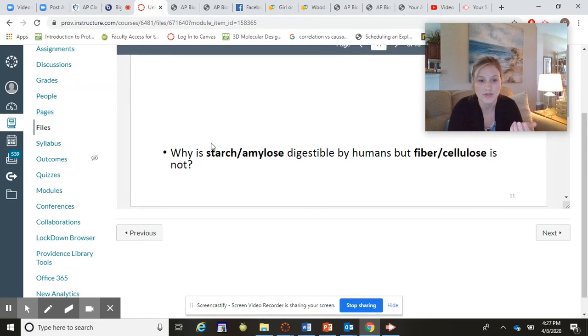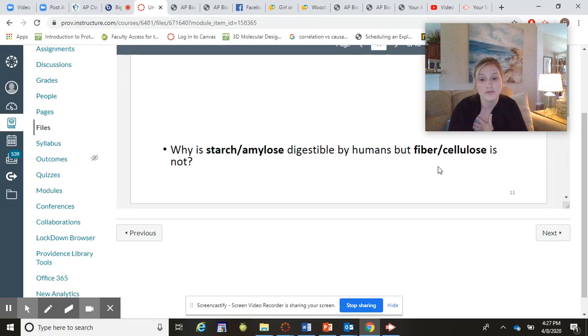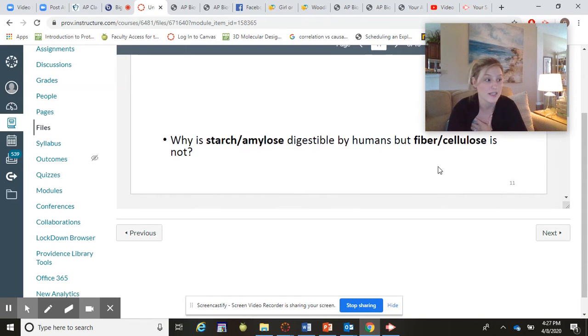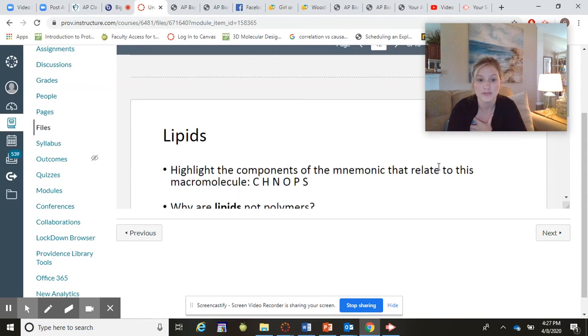And so that's just kind of what I was talking about. Different structure, different function. Our enzymes in our body can digest starch and amylose, but we cannot digest fiber and cellulose because they have a different shape. So they have a different way of interacting with our enzymes that have a specific active site.